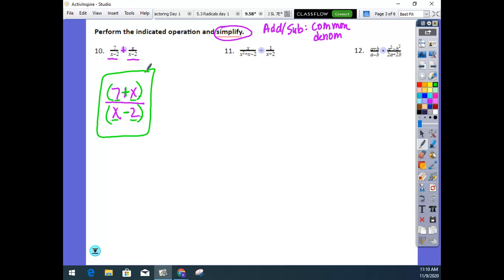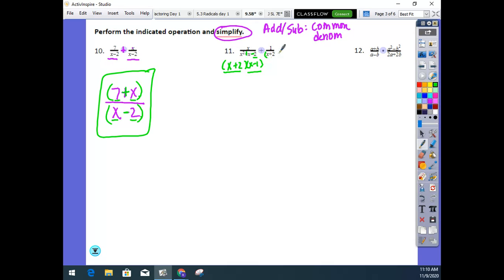Number 11, the first thing we need to do is get a common denominator using common factors. So if I factor the bottom, factors of 2 that subtract to get 1, plus 2, oops, forgot my x, minus 1. So this denominator has a factor of x plus 2 and a factor of x minus 1.